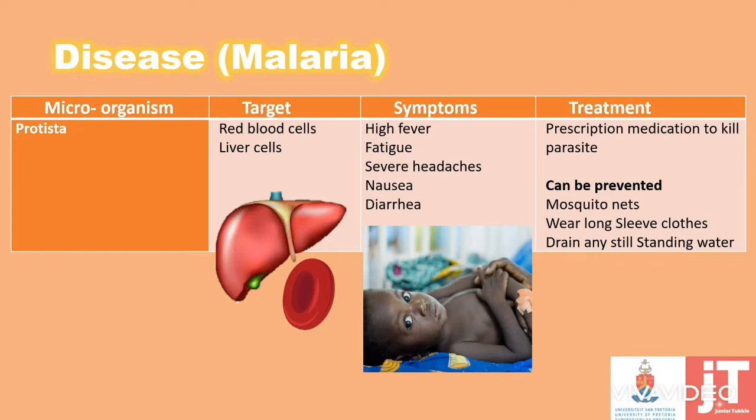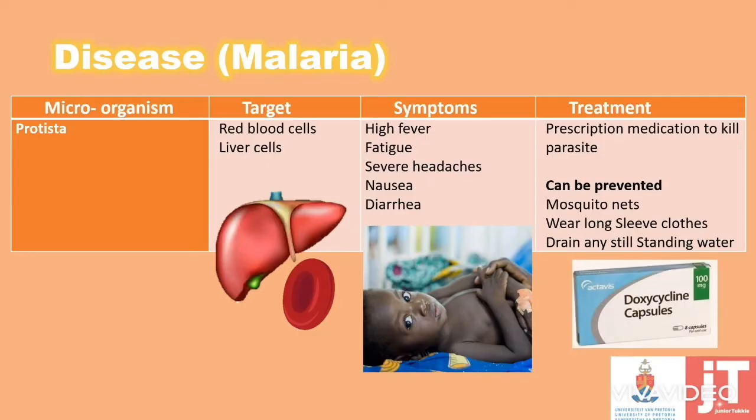So if you have visited a malaria area, which is up in Africa from our equator and up, and you do feel any of the symptoms, tell your doctor that you have been exposed to an area where malaria is quite common. Luckily, there is medication to try and kill the parasite, which is doxycycline capsules. You can easily prevent malaria by means of mosquito nets, wearing long sleeve clothes, or even draining some still standing water.